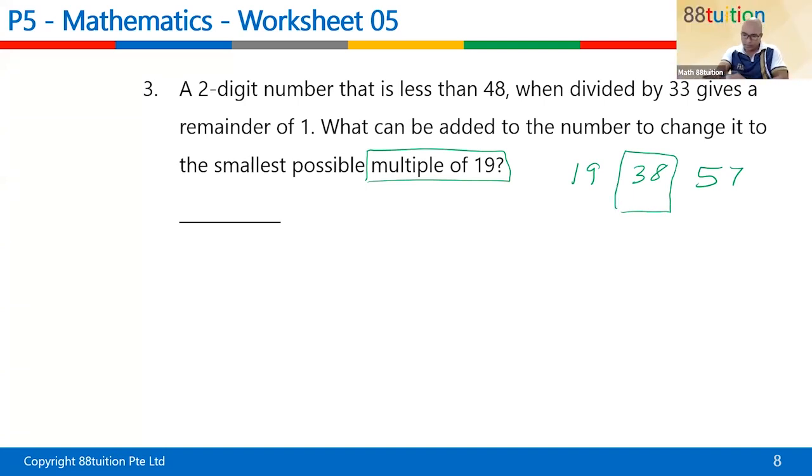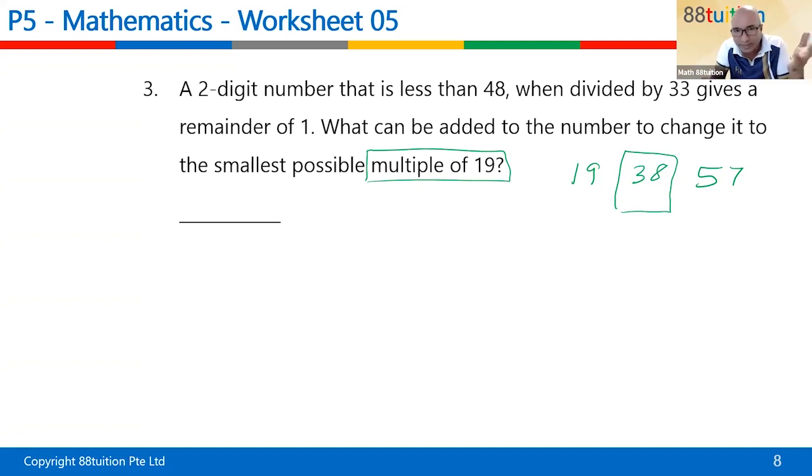But it says when divided by 33, if you take 38 and divide it by 33, you will have a remainder of 5, right? They do not want 5, they want 1. So what can be the number? Just think about it, divided by 33 gives a remainder of 1.